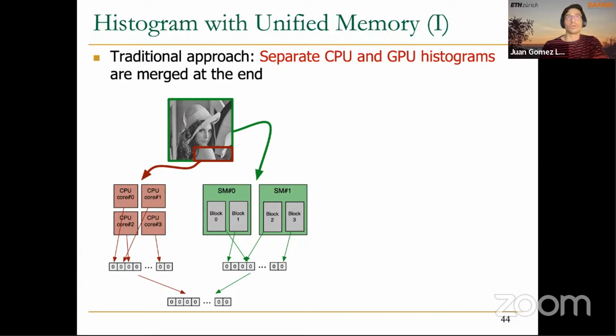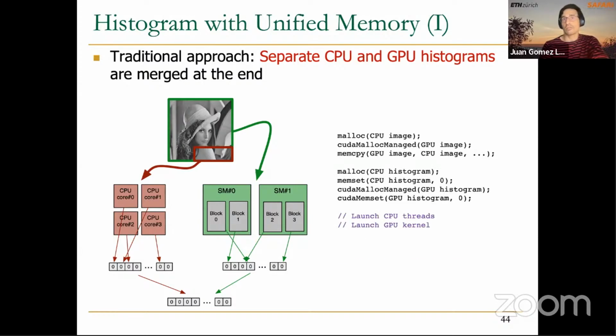If we apply the same approach using unified memory, we can at least save the explicit data transfers that we will have to synchronize right before merging the two subhistograms from the GPU and from the CPU.